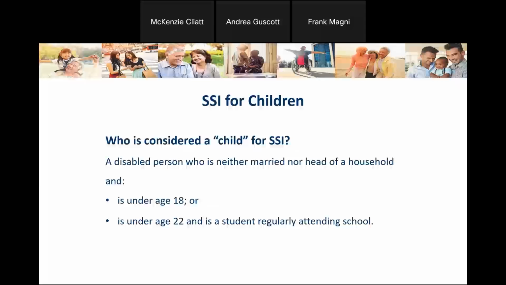Children may be eligible as soon as they're born. One of the more common SSI claims are for what we call low birth weight babies, since they are hospitalized maybe sometimes for the first few months of their lives. They might be eligible for SSI.